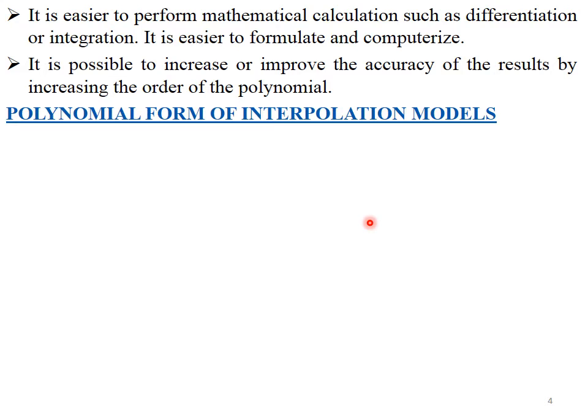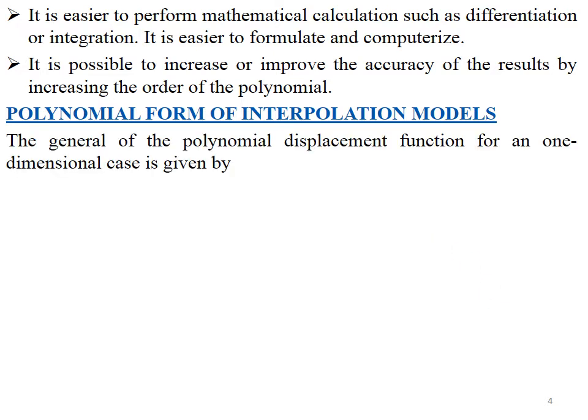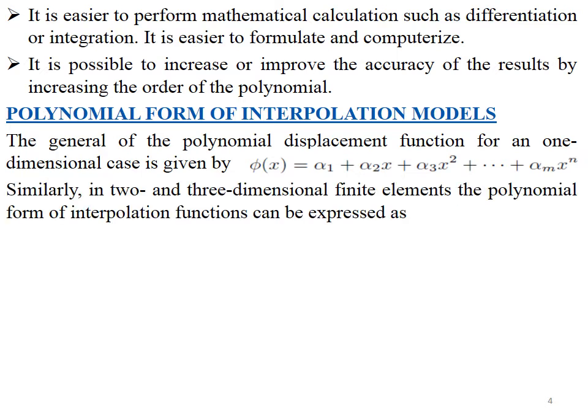Next is the polynomial form of an interpolation model. The general form of the polynomial displacement function for the one-dimensional case is given by phi of x equal to alpha 1 plus alpha 2 x plus alpha 3 x squared, up to alpha n x to the power of n. Or else we can write a1 plus a2 x plus a3 x squared, up to an x to the power of n.